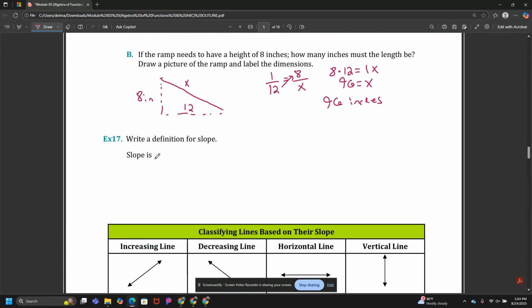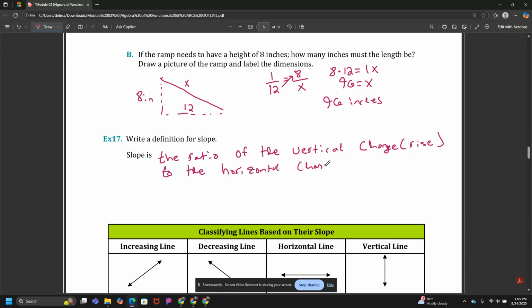Okay, the slope is the ratio of the vertical change, or the rise, to the horizontal change, or the run.